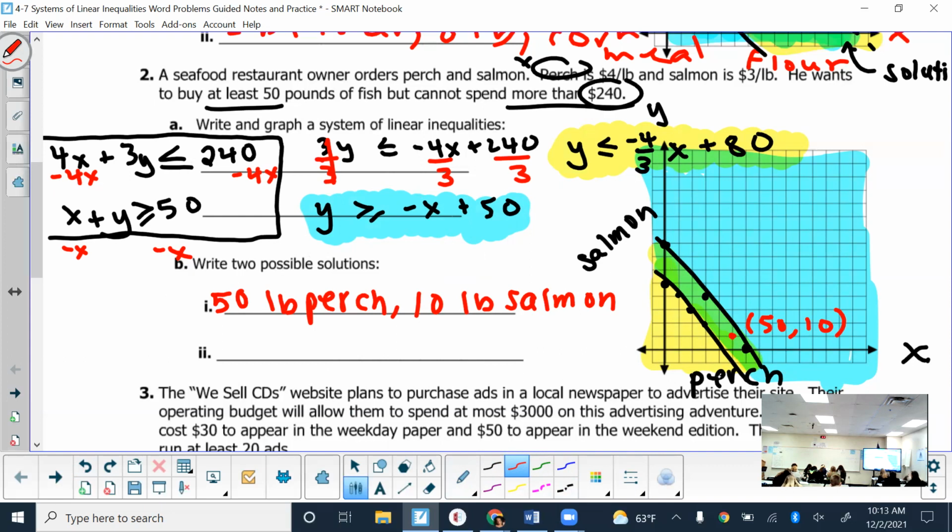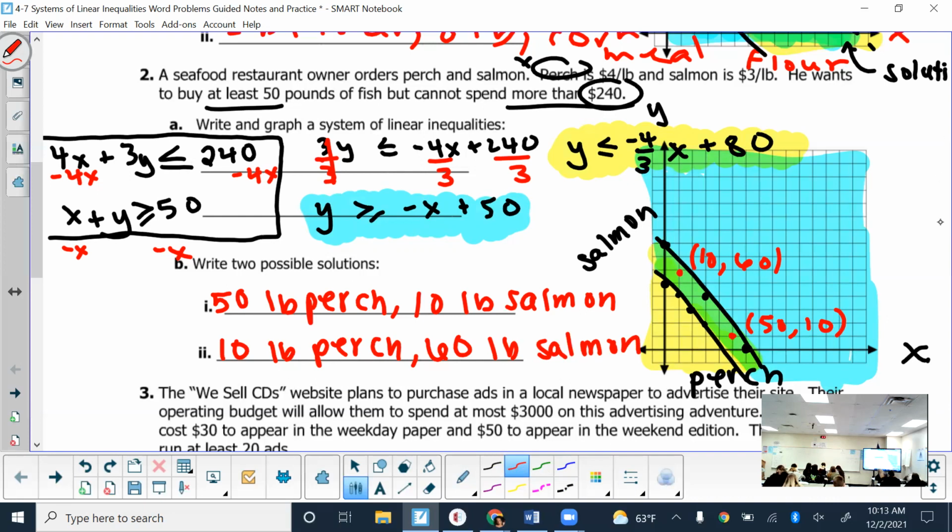What's another coordinate that fits in this green area? One, 6. Good, right here. And then remember, we counted by 10, so just multiply it by 10. That's 10, 60. That's 10 pounds of what? Good, and then 60 pounds of salmon. Questions, comments?